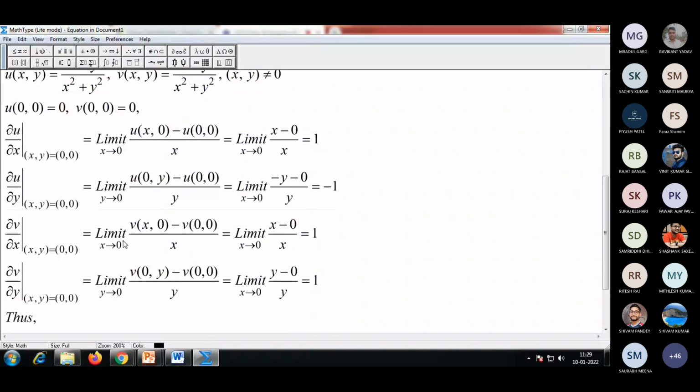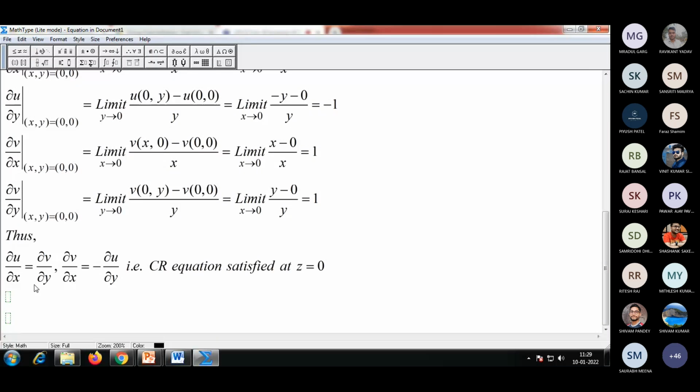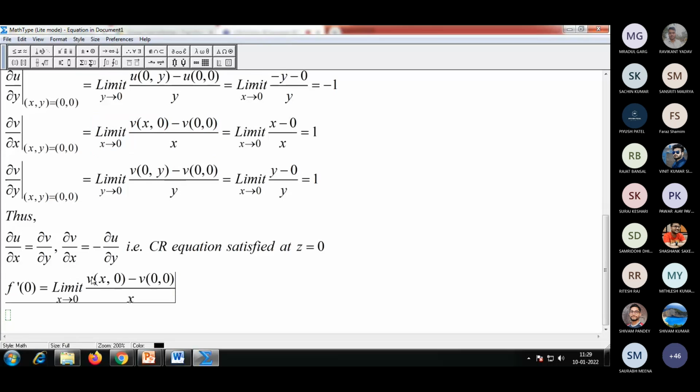So now check the differentiability at the origin. So f dash at 0 is equal to the limit of f(z) minus f(0) divided by z as z tends to 0. If this limit exists, then we'll say that the function is differentiable at the origin.